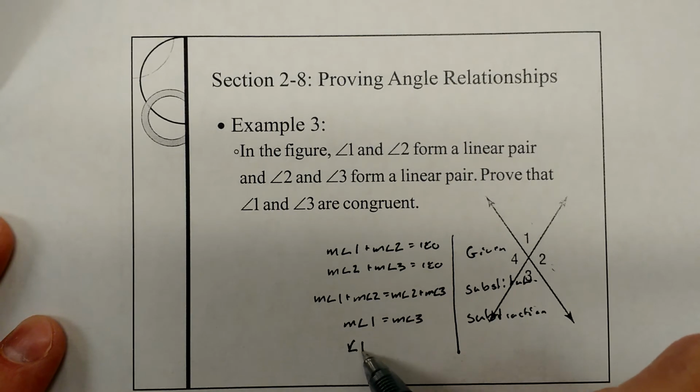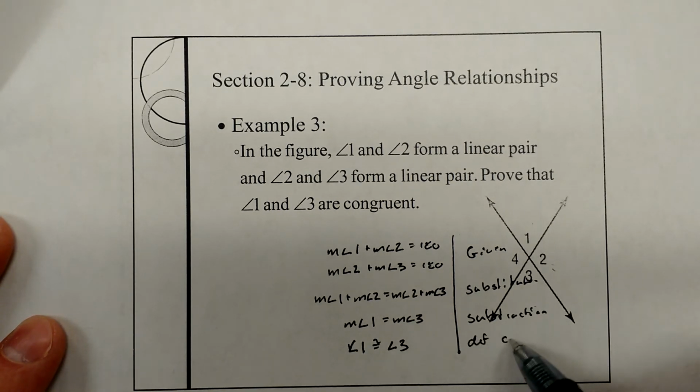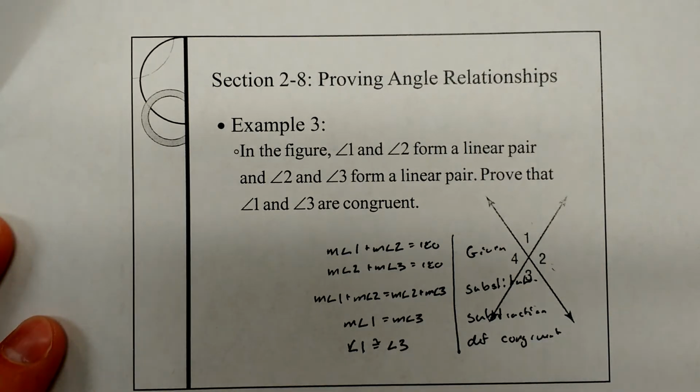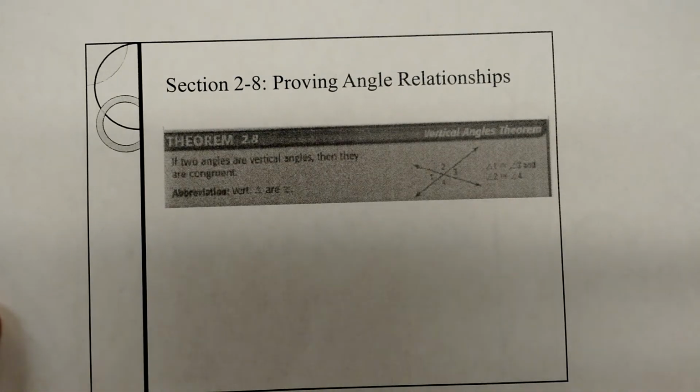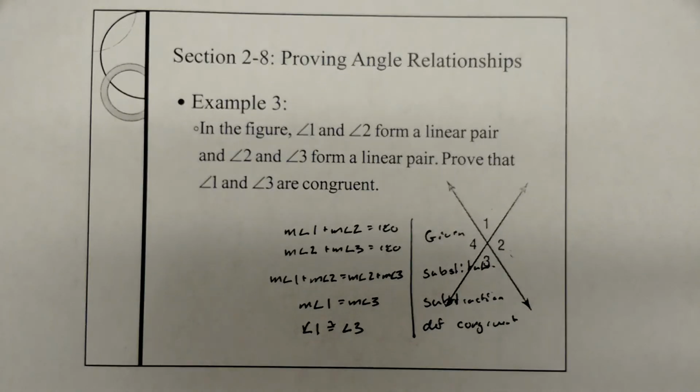And to prove them congruent, that's just the definition of congruent. Two angles that are equal are also, by definition, congruent. So theorem 2.8 here: if two angles are vertical angles, then they are congruent, which is actually what we just proved right there.